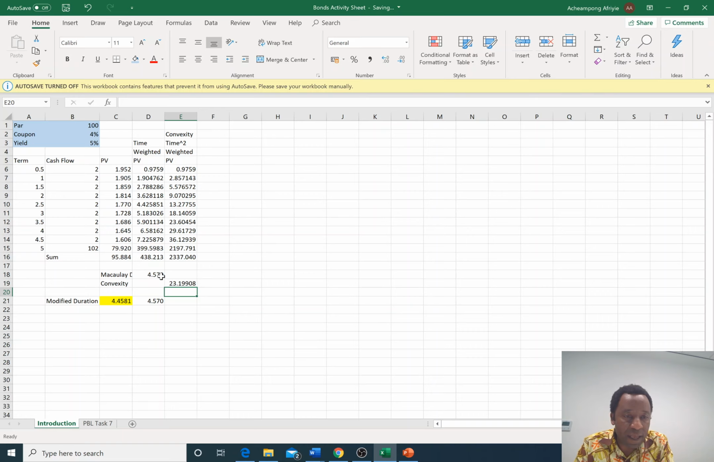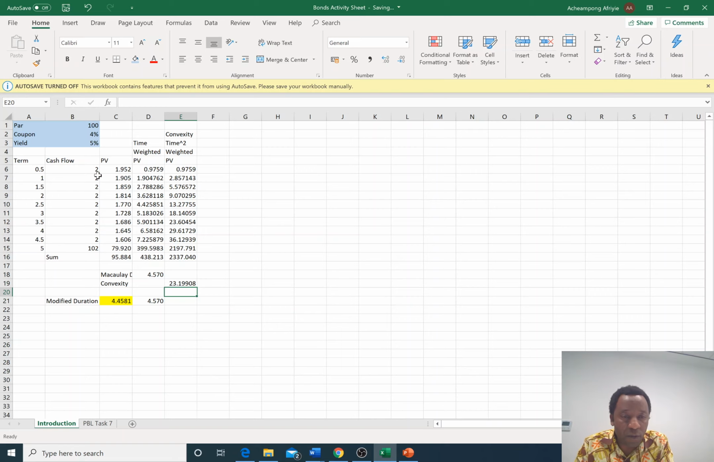So we've got an understanding of how to calculate the Macaulay duration or the modified duration, and how to calculate the convexity. And once we have those figures, then we shall be able to predict the change in the price, that number there, when the yield changes by a tiny amount.